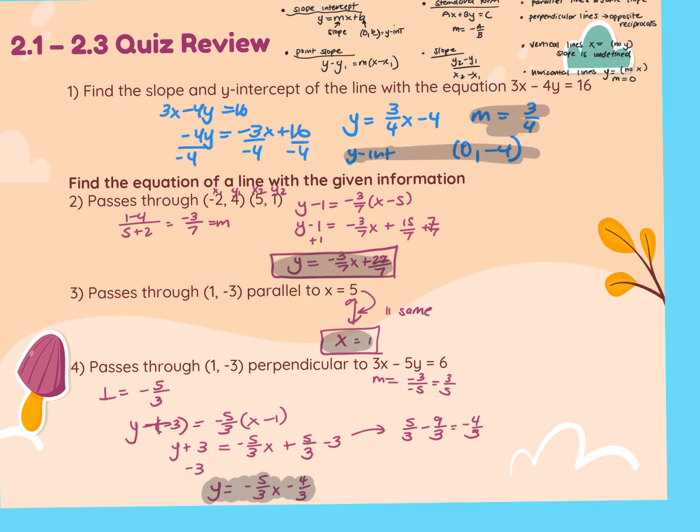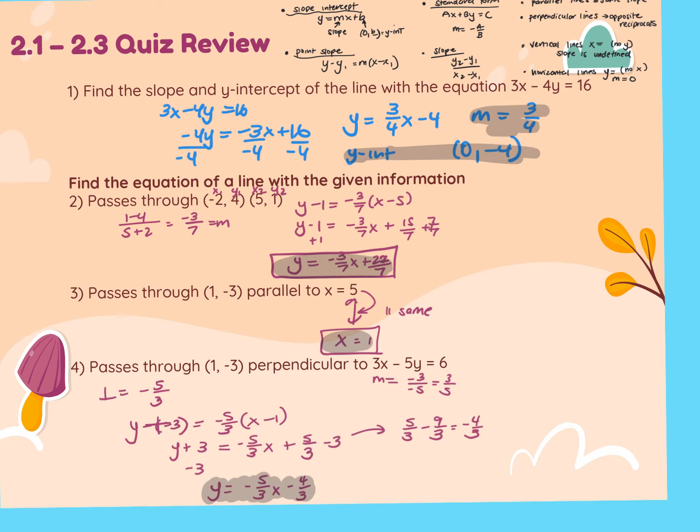The first one, I solved for y. If it was just slope, I would have just done negative a over b, but it also wanted the y-intercept. So I just put it in slope-intercept form, and I got that the slope is 3/4 and the y-intercept is at -4, but it will be in coordinate points. It's going to be multiple choice. So it will be at (0, -4).